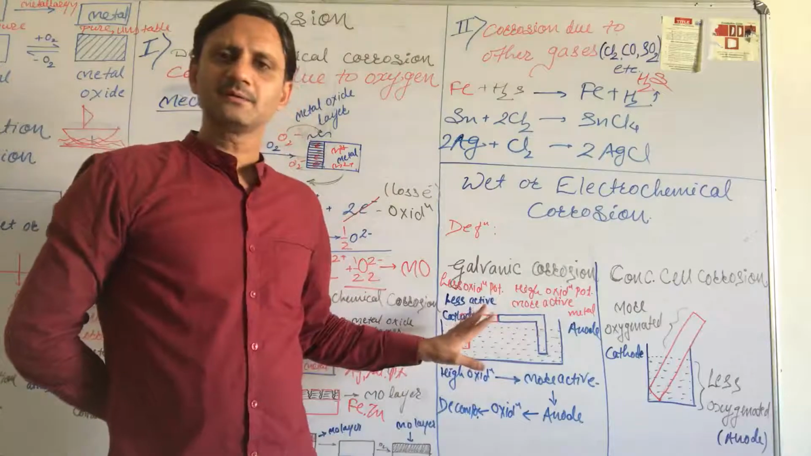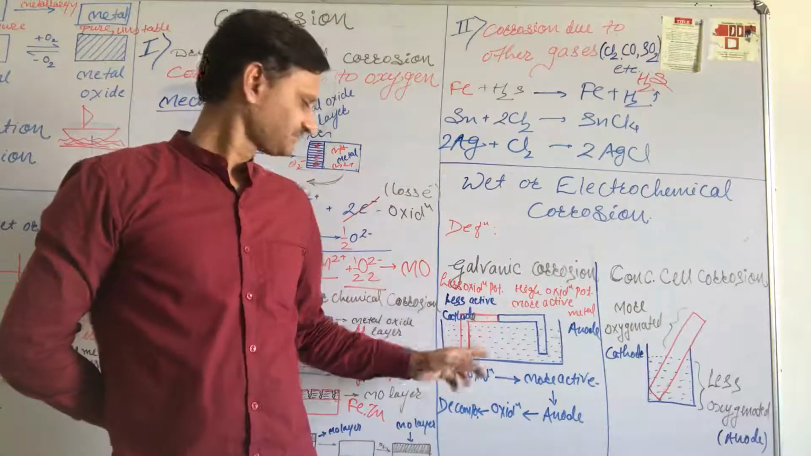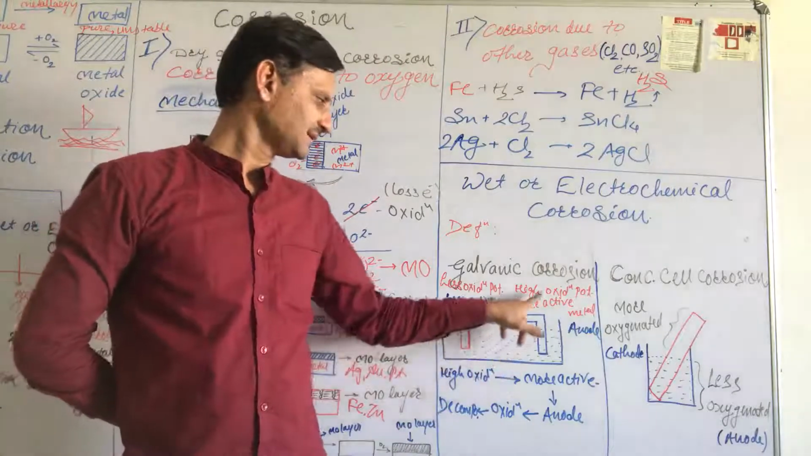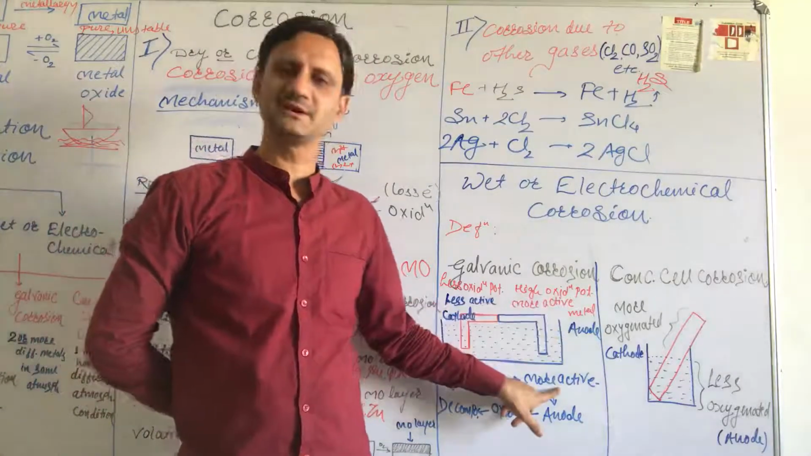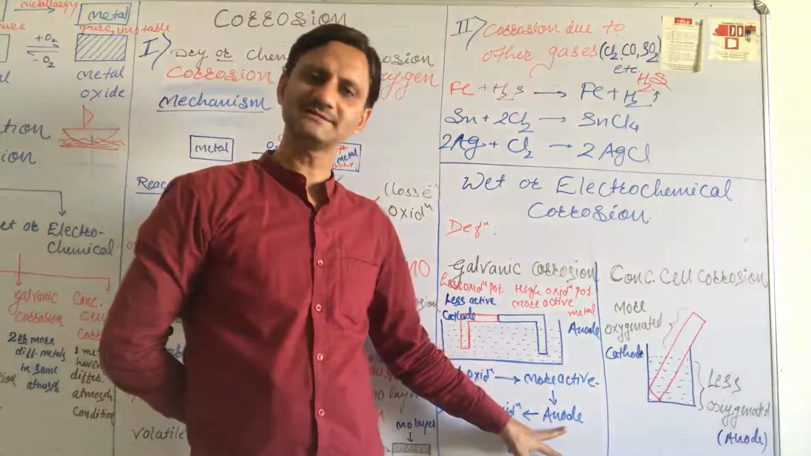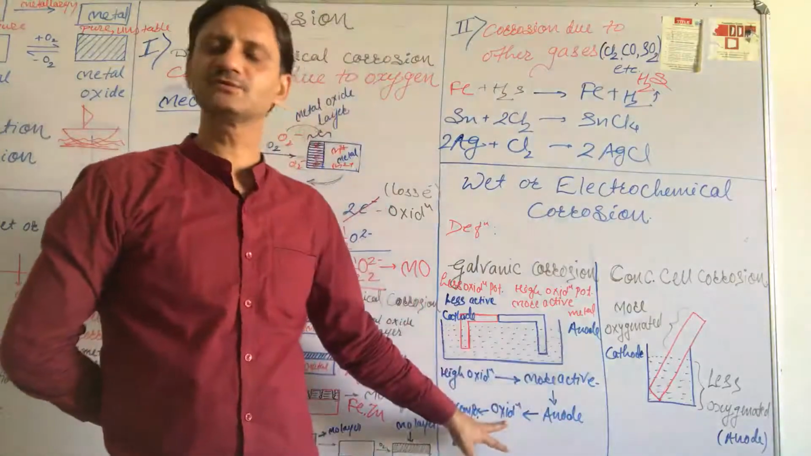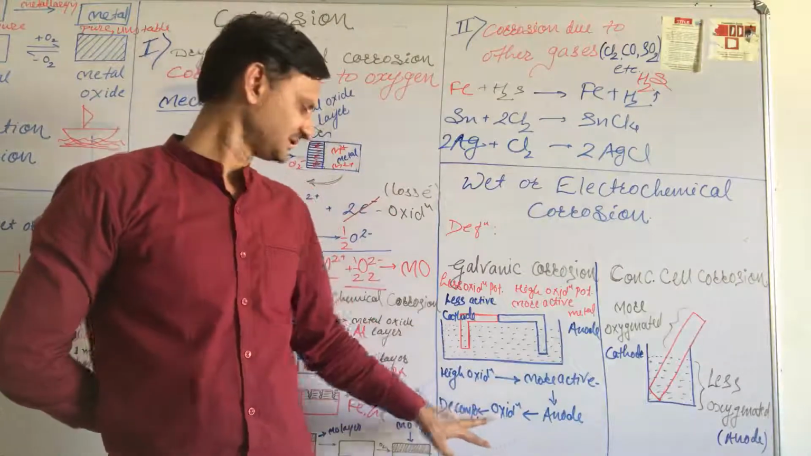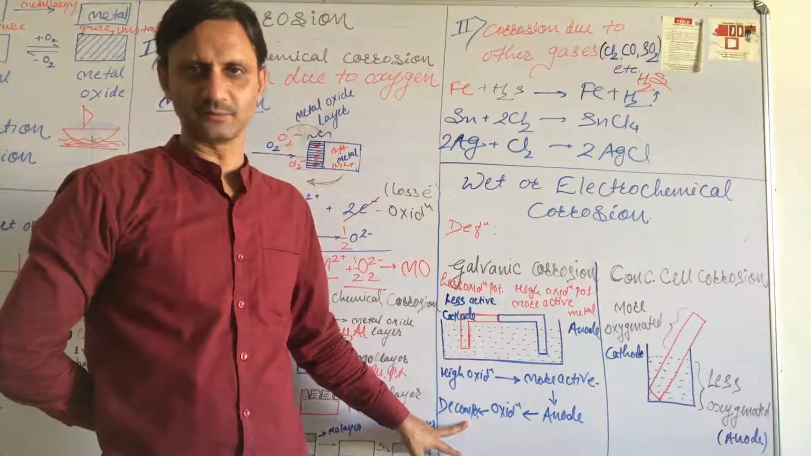When we compare one metal with another, one metal has the high oxidation potential, that's why it is the more active metal. That more active metal always acts as an anode. Anode always undergoes the process of oxidation, and the metallic part which undergoes oxidation gets decomposed.